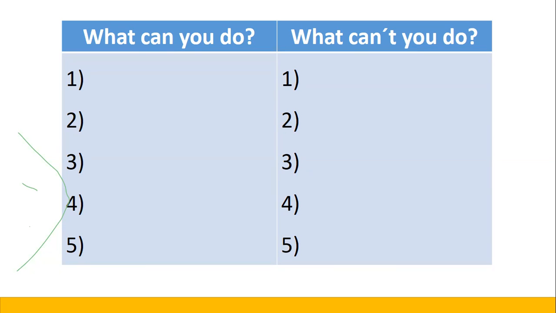Let's see. The abilities that I don't have. For example, I cannot play an instrument. I cannot speak Korean or Japanese. Number three, I cannot drive. I'm learning. Number four, I can't wait for more than 10 minutes. I don't have patience. And number five, I don't have the ability to ride a horse, so I can't ride a horse.